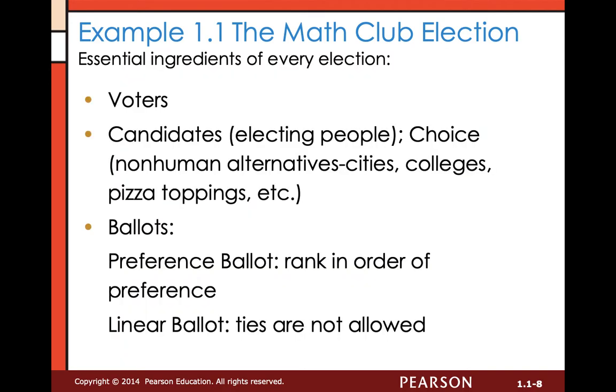For convenience's sake, we're going to organize those into a table a little bit later. So here are your essential ingredients for every election. You've got to have voters. You've got to have candidates, which are the electing people, if you're electing people, or choices in case you're wanting non-human alternatives, such as maybe voting for cities, colleges, pizza toppings, etc. So it's not always about electing people, although that's the most common and the one we'll spend the most time with. And then for ballots, we have our preference ballot, which is where you rank in order of preference, and then linear ballots where ties are not allowed.